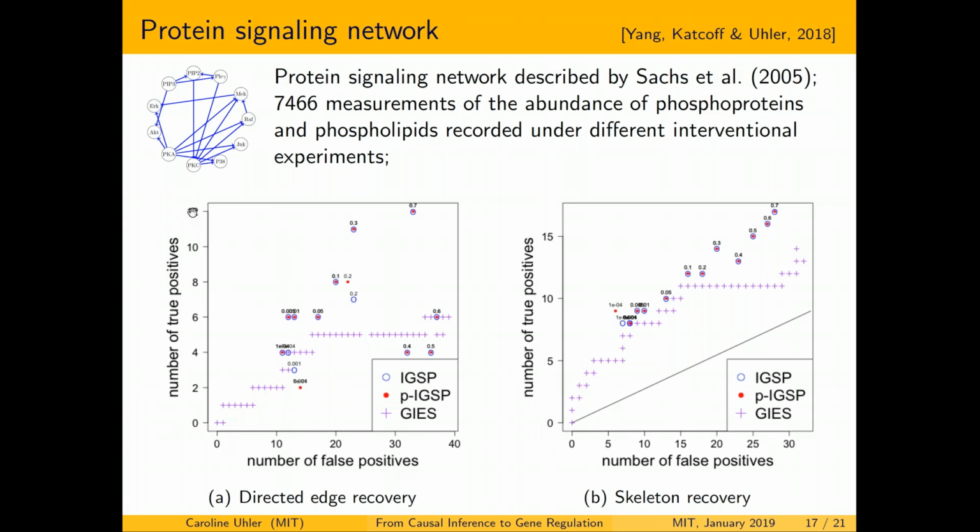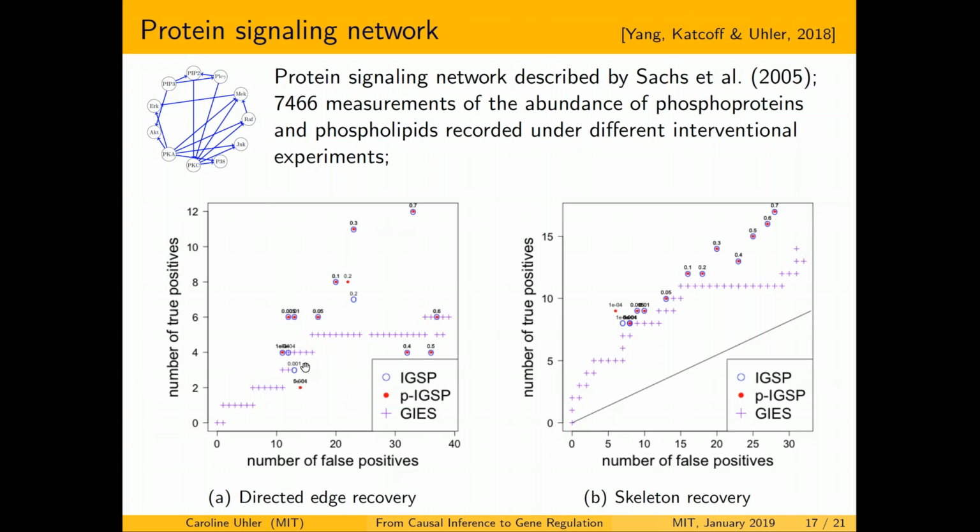These are ROC curves, so you really would like to be far up and far left. GIES is the algorithm which we proved is not consistent. And then we have our two versions. One is the one for perfect interventions, and this one here is the one for general interventions of the permutation algorithms. And this is kind of nice.